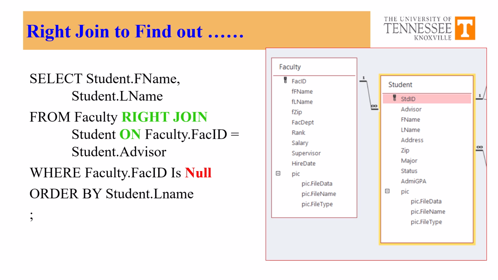Similarly, the right join helps us to find students who don't have an advisor. We join faculty to student on advisor ID, keeping all students from the right table. Then we filter where faculty ID is null, meaning that the student's advisor ID didn't match any faculty. This is just the mirror of the previous left join example, same logic, just a flipped perspective.